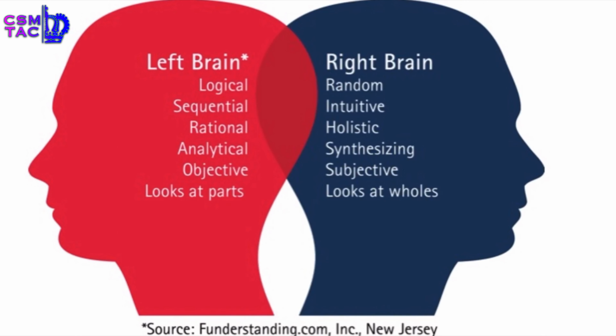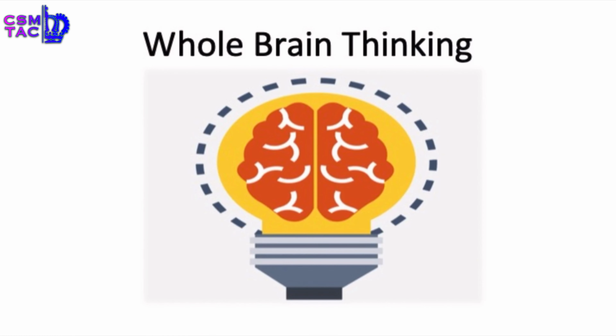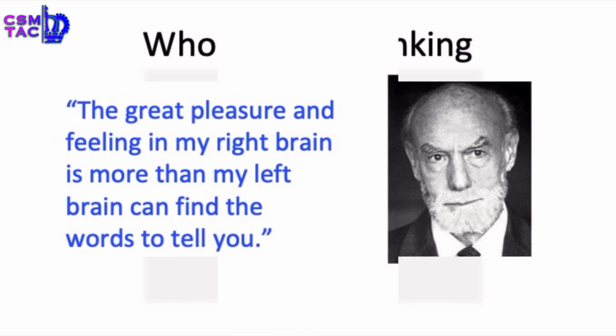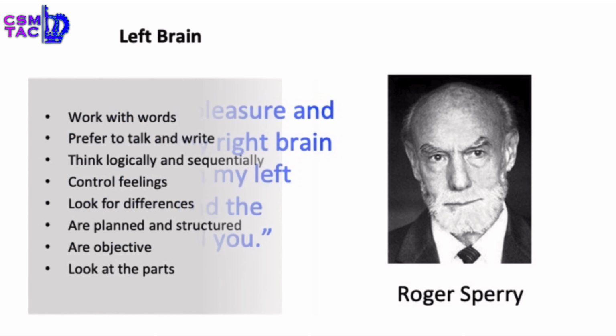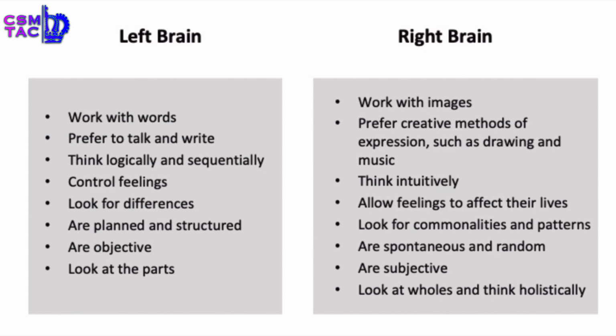Today, let's consider left and right brain thinking, as well as whole brain thinking. The concept of different characteristics for the left and right brain was explored and explained by scientist Roger Sperry. His theory can be summed up in his own words. "The great pleasure and feeling in my right brain is more than my left brain can find the words to tell you." So, think of it this way. With only the left side of your brain, you would be able to read the word snow, but you wouldn't be able to picture it.